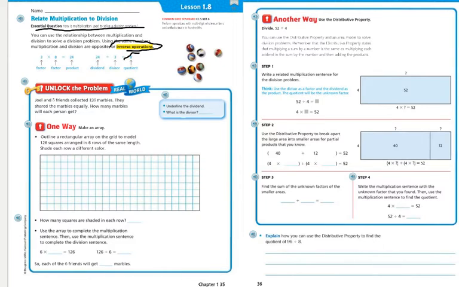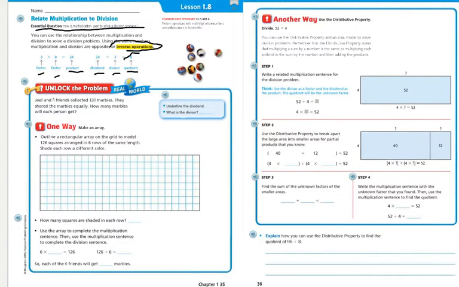So, if I have my factor 3 and my factor 8, 3 times 8 creates a product of 24. A dividend of 24 divided by a divisor of 3 creates a quotient of 8. You can see that the numbers are interrelated. 3 times 8 equals 24, and 24 divided by 3 equals 8. 24 divided by 8 also equals 3.